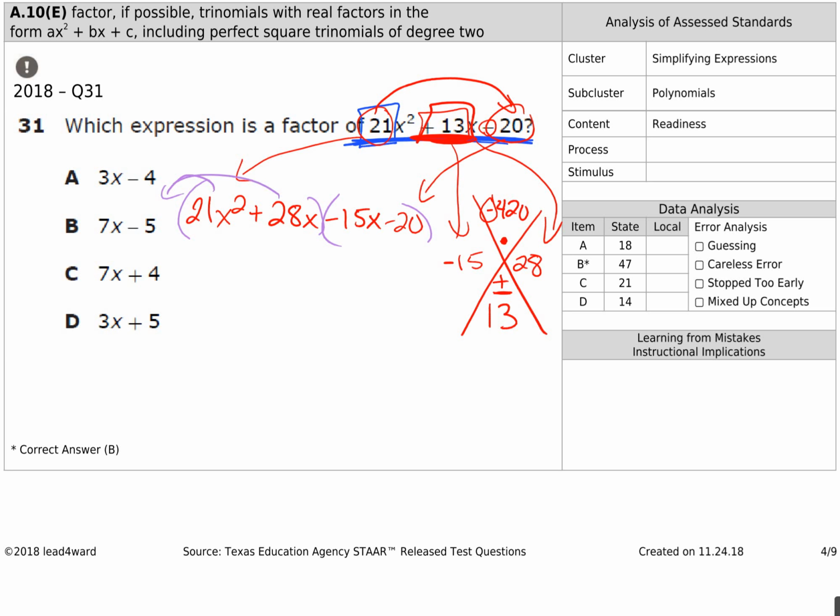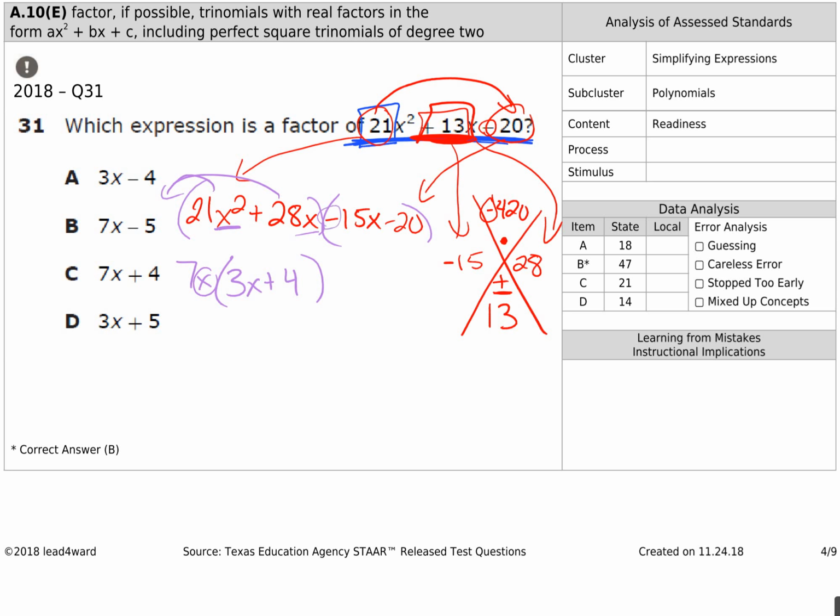21 and 28, what number can they both be divided by? Well, you know it's a 7, and they both have at least one x, so we can take out an x. 21 divided by 7 would give us a 3, and we only took one of the x's out, so it was x squared. There's still an x left. Plus 28 divided by 7 would give us 4, and the x is gone.